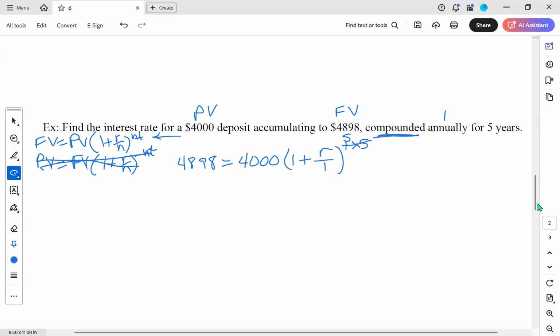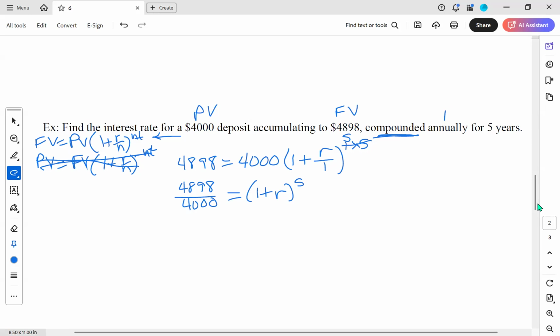So the first thing I'm going to do is divide off that 4,000. So I have 4,898 divided by 4,000 equals 1 plus R to the 5th power. Okay. Now we're going to take the root of both sides. This is kind of similar to what we did in chapter 4, when we were dealing with exponents.